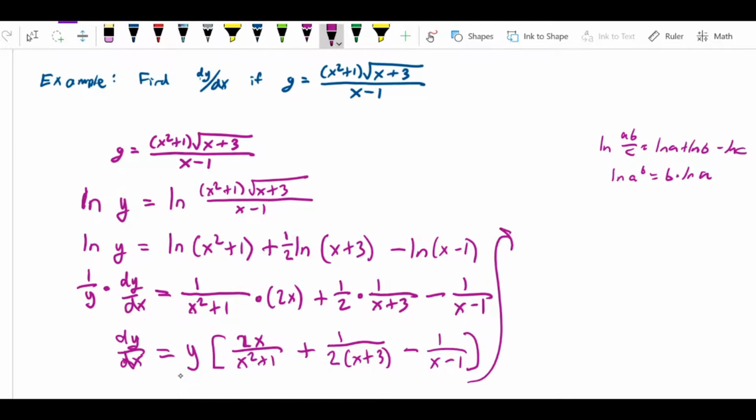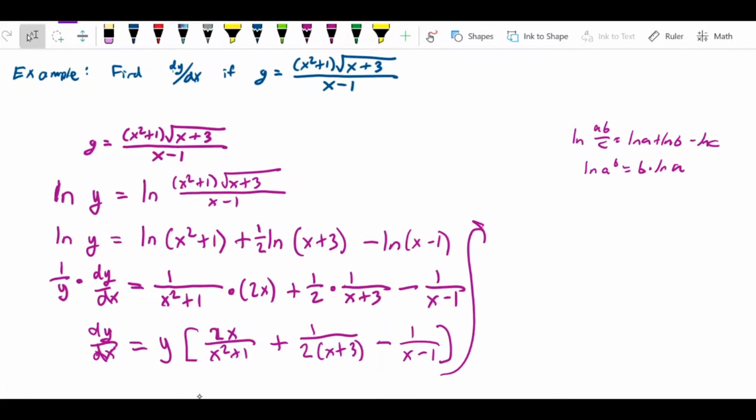I really don't want to leave this y in. If I can write the entire expression in terms of just x, I want to do that. Since we were given in the problem that y is equal to this function of x, any place I see y, I can just replace it with that function of x.